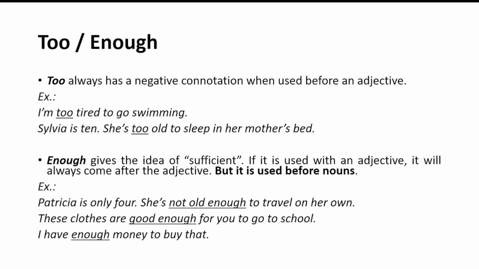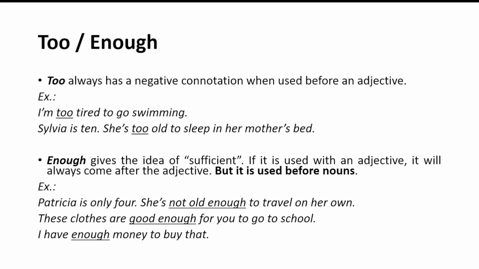So what's the difference between too and enough in English? We say too always has a negative connotation when used before an adjective. For example, we can say, I'm too tired to go swimming. So in this case, we mention the adjective tired. So we say too to emphasize the quality of the adjective tired. Too tired. Another example, Sylvia is 10. She's too old to sleep in her mother's bed.